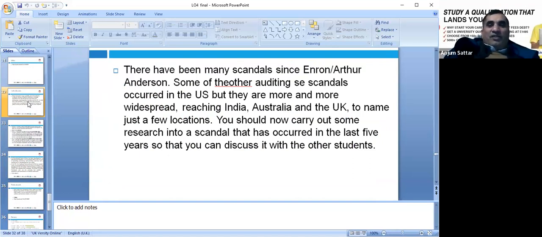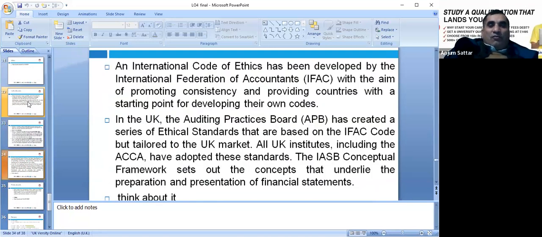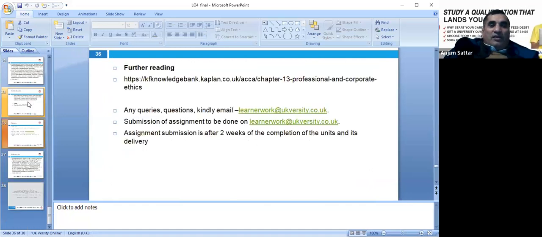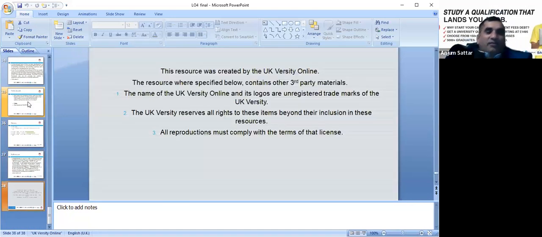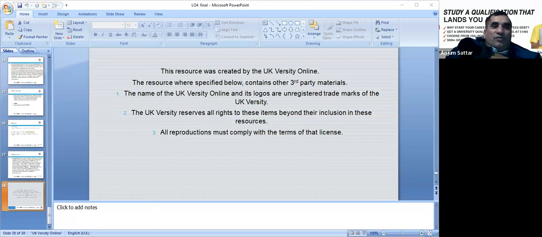We have Enron, the biggest scandal. We have a lot of other companies as well, such as WorldCom. Further reading is available, which is good to do, and I shared it with you in the chat box. You can download the F8 workbook that I sent you, which is from ACCA. We normally use that book as well, which is quite good to use for your assignment discussion.